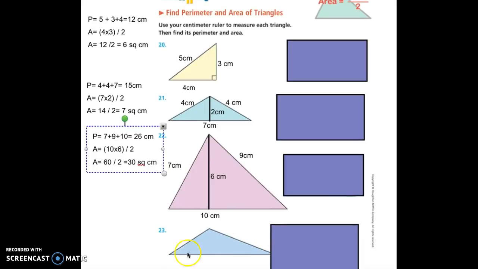So today we talked about how to find the perimeter of a triangle, and we also talked about how to find the area of a triangle. That concludes our lesson for today.